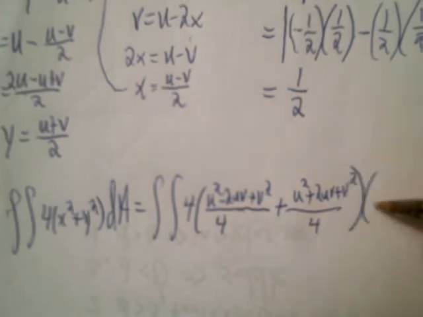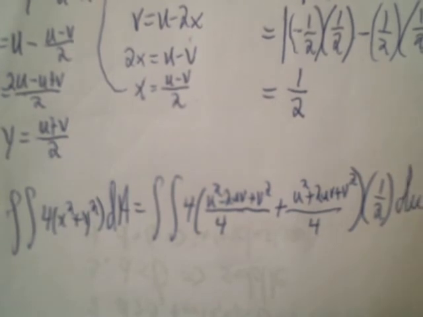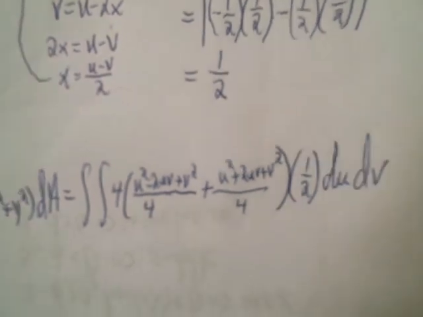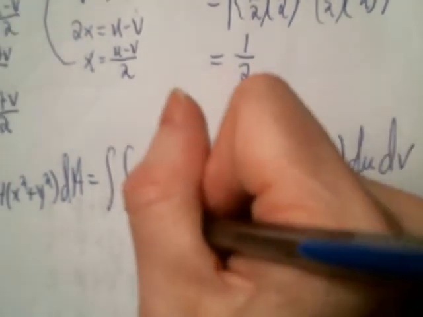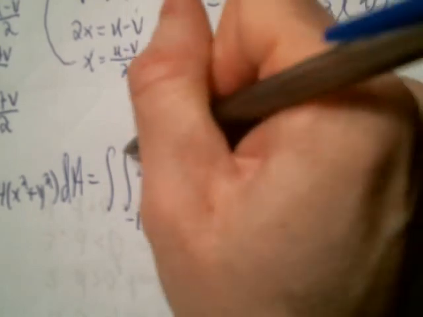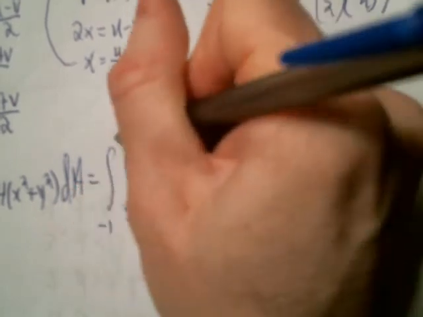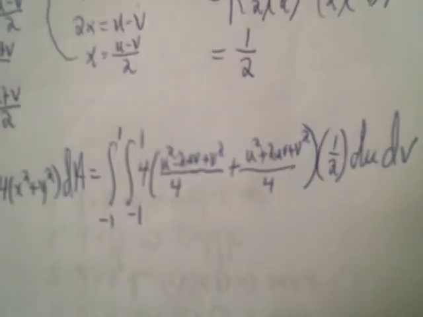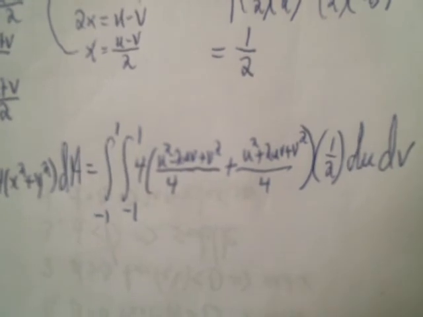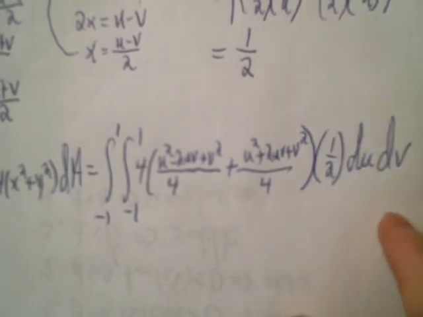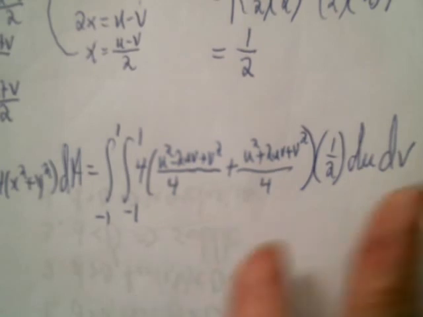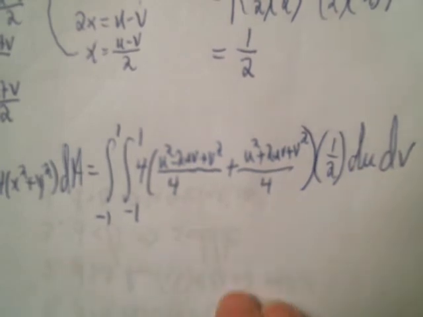So it'd be 1/2 times du dv. Because we're going over a rectangle, we know the limits on our integrals are both going to be negative 1 to 1, just the sides of the box. If you don't like that, you can do the Riemann method and go curve to curve, point to point.